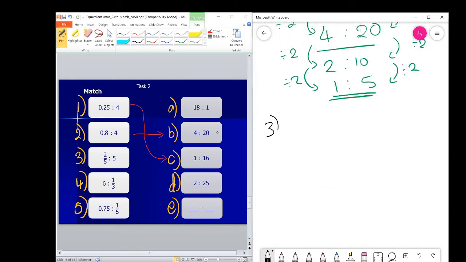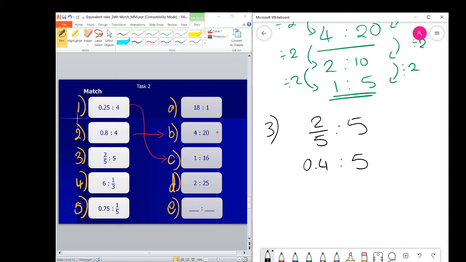Right, if I do the next one, let's go on to question 3 and match up question 3. So that's 2/5 to 5. So again, there's a quick way and there's a slow way. I'm going to show you the slightly slower way perhaps. So 2/5. Sometimes I don't like working in fractions. I prefer to work in decimals, especially when they're nice decimals. 2/5 is the same as 4/10, which is 0.4. So I'm going to turn it into a decimal first.